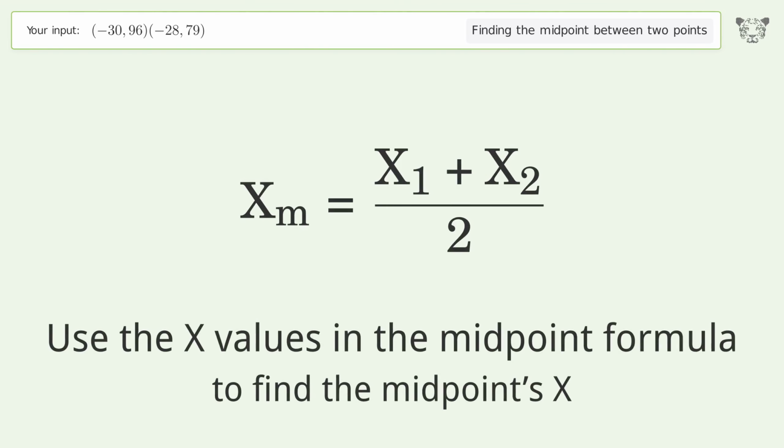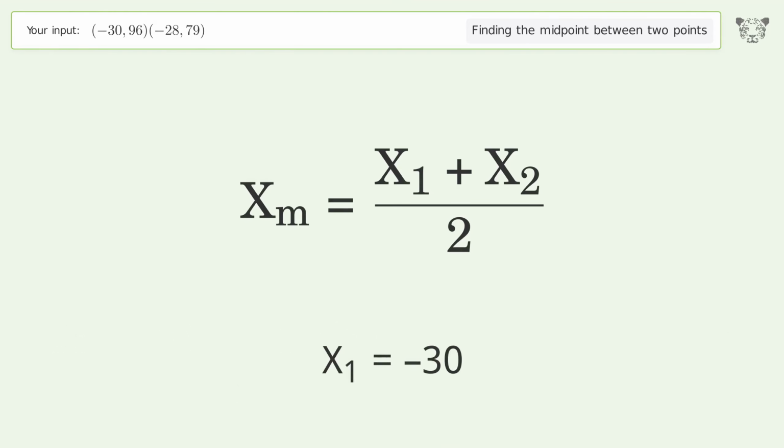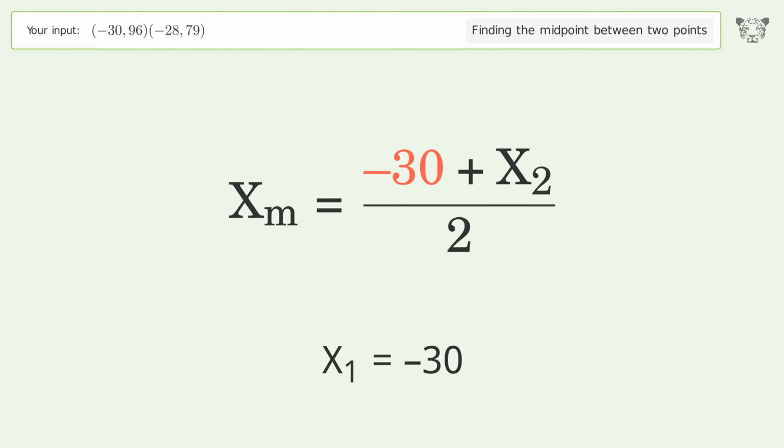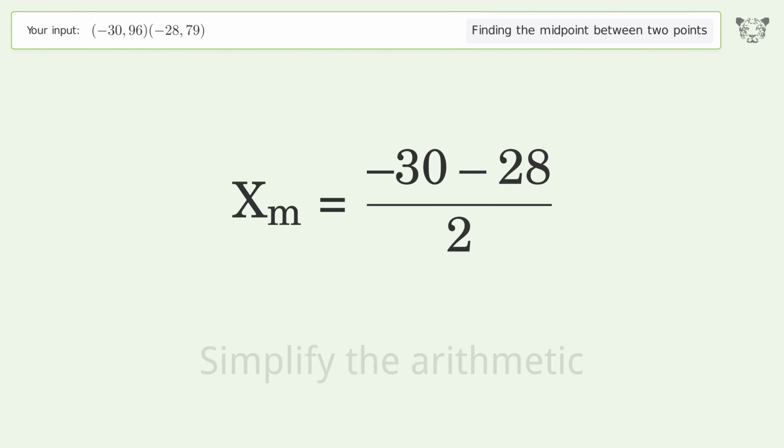Use the x values in the midpoint formula to find the midpoint's x. x1 equals -30. x2 equals -28. Simplify the arithmetic.